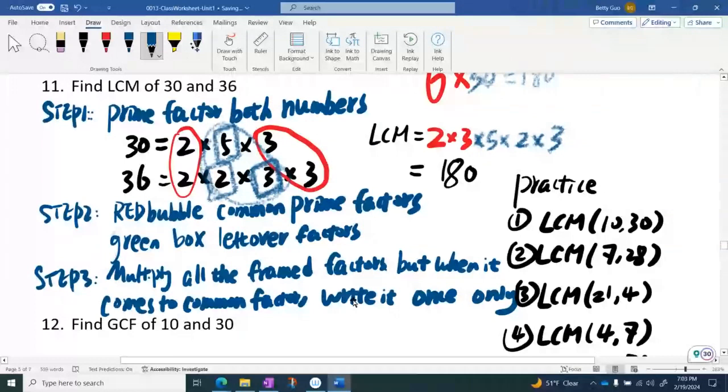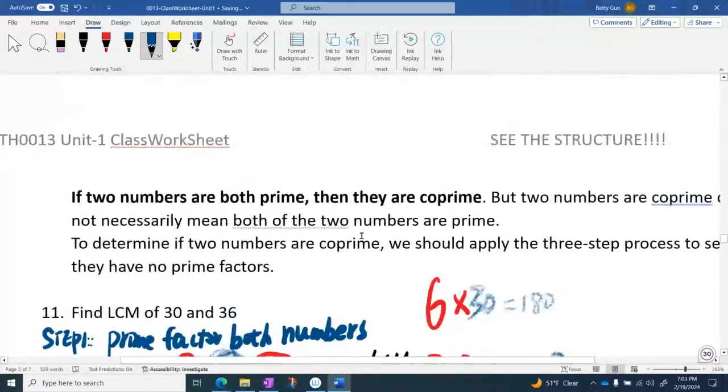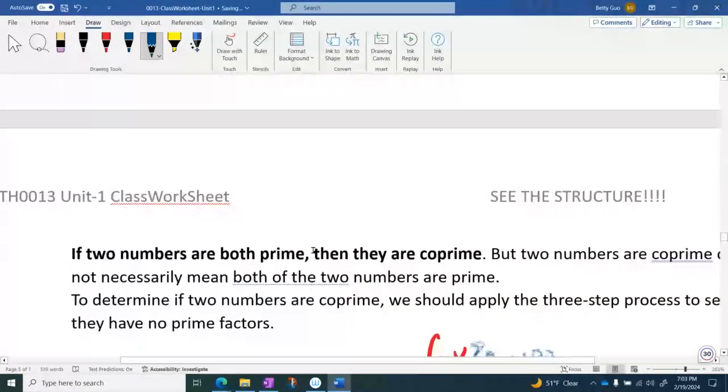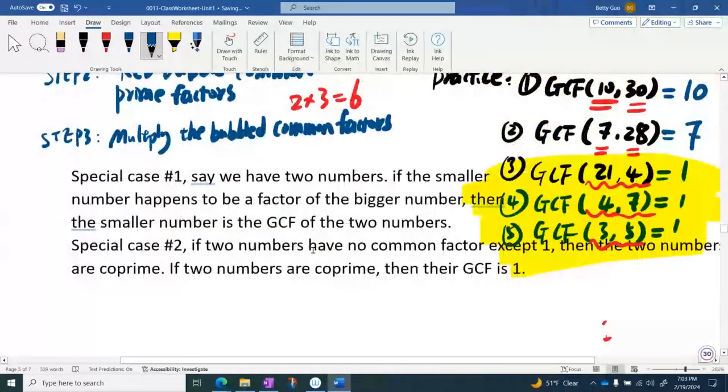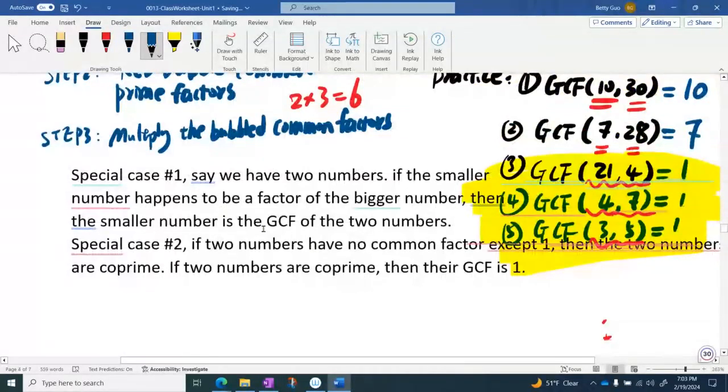I'm using the same 5 questions. Some of you might guess my purpose here. Yeah, I have another 2 conclusions for you to understand and memorize. All right, here. Special case number 1. If we have 2 numbers and the smaller number happens to be a factor of the bigger number, then the GCF is the smaller number.